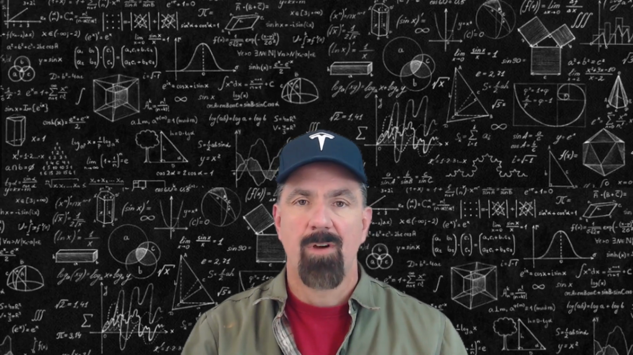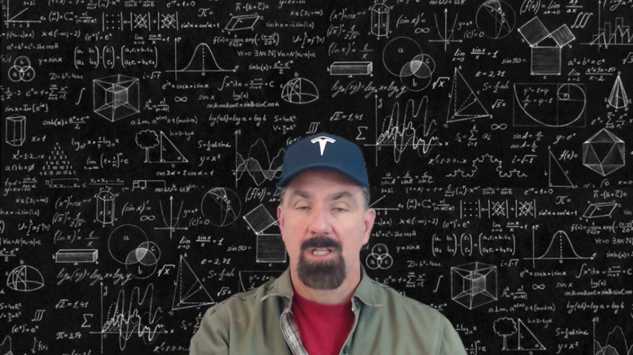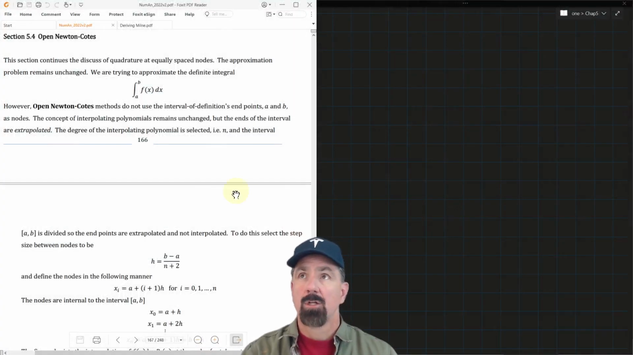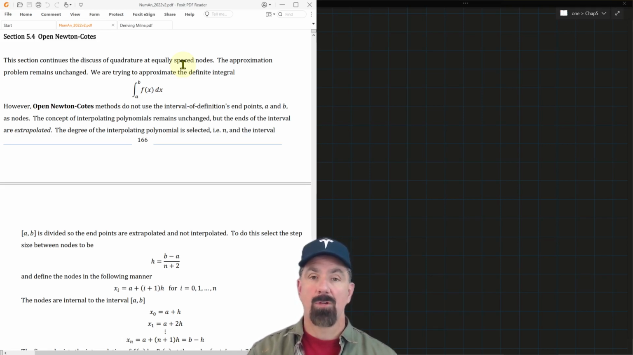Hi, ladies and gentlemen. We're going to move on to the next section, talking about open Newton-Cotes methods. So let's jump straight into the text. Looking here, we're on section 5.4, and as we discussed on the first day of quadrature, the Newton-Cotes methods are defined by the fact that they have equally spaced nodes. And that's true for both the closed and the open Newton-Cotes methods.